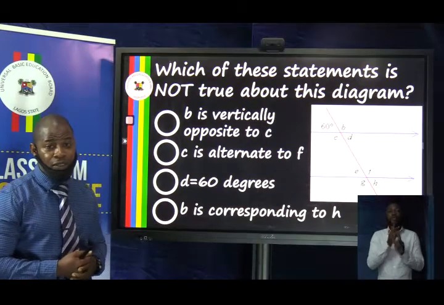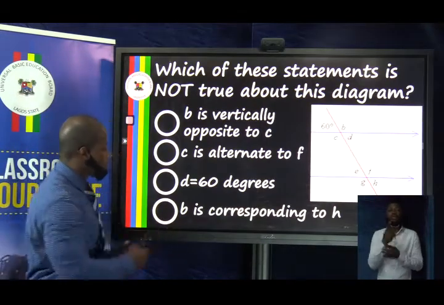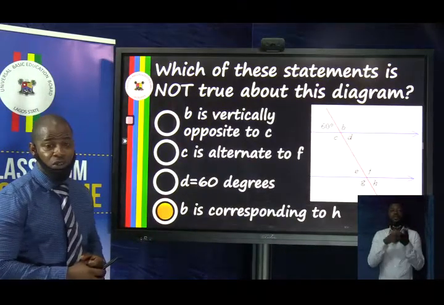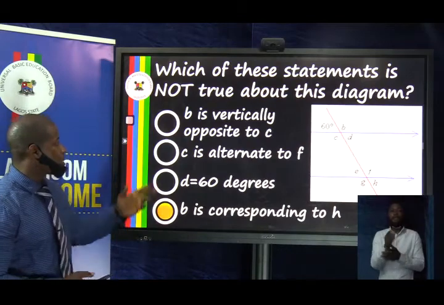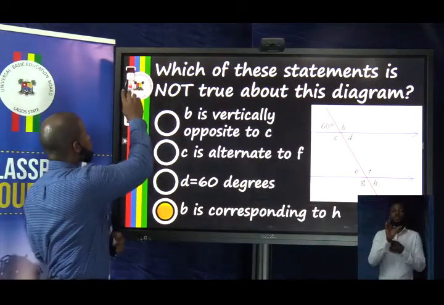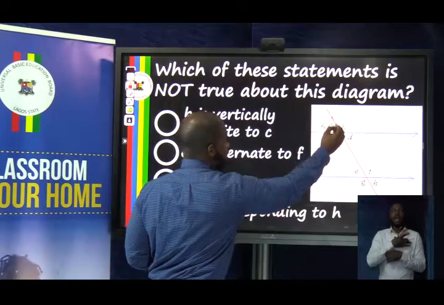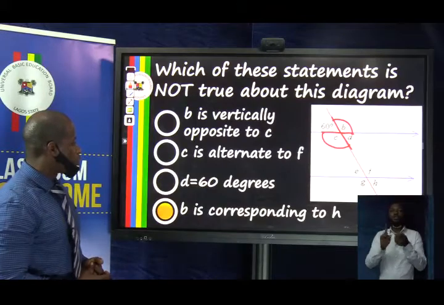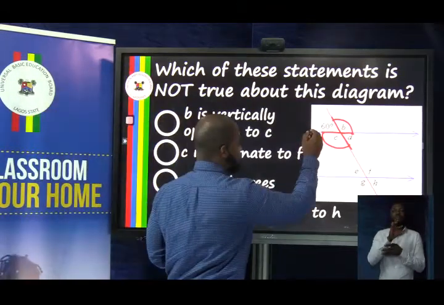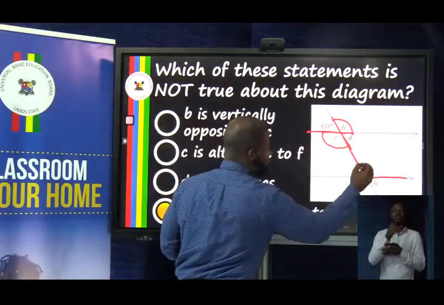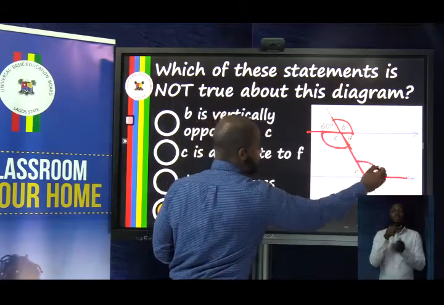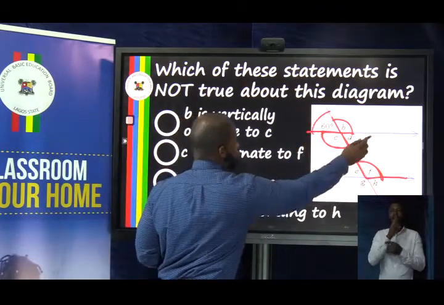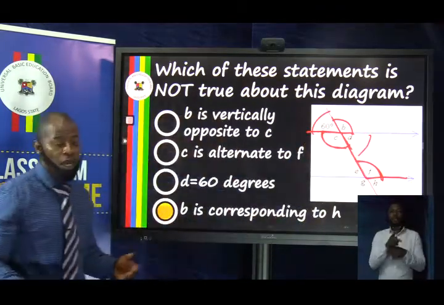Have you selected your answer? Let's see what it is then. The correct option is that B is corresponding to H. This is the wrong statement out of all this. Let's say B is vertically opposite to C. As you can see, B and C are facing each other in the X. C is alternate to F. So this is C, and to find alternate angles, you go into the Z, the elbow of the Z. So this is C and this is F. Then D is 60 degrees. Yes, because they are both vertically opposite, and vertically opposite angles are equal.